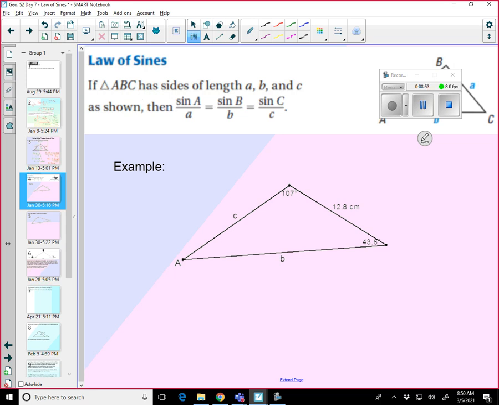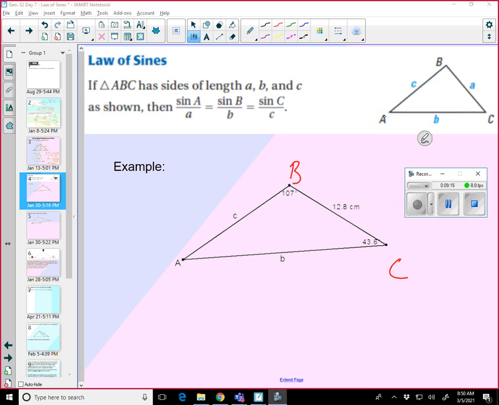It says that whenever we have a triangle ABC that has side lengths a, b, and c, as shown. For example, this is supposed to be b, and this is supposed to be c. Then we can say that sine A over a equals sine B over b equals sine C over c. This is the figure. If I have triangle ABC, the side opposite to capital letter A is small a. The side a is always opposite to this capital letter A, small b is opposite to angle B, and small c is opposite to angle C.